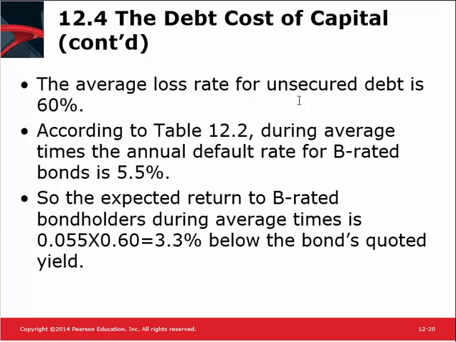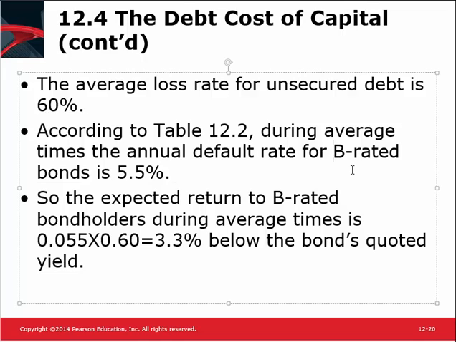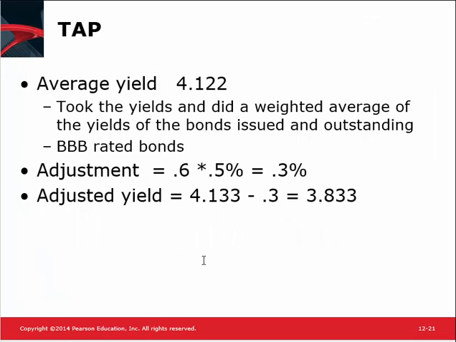The average loss rate for unsecured debt is around 60%. So according to Table 2, B-rated bonds have a probability of default of 5.5%. So the expected return on average is roughly 3.3% below what the bond yield actually is. So the yield that you would expect to get is whatever the yield is times 0.967, which is 96.7% of what the total yield is, what the company would expect.